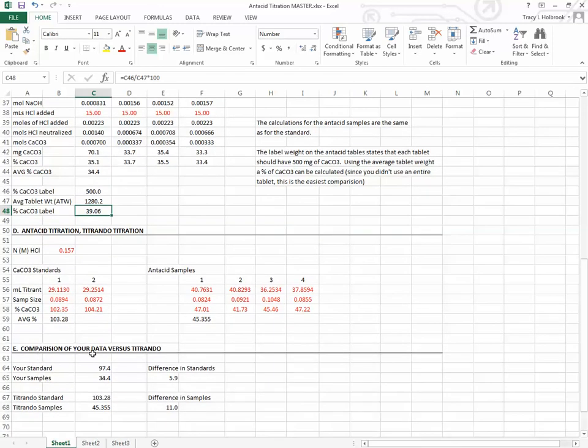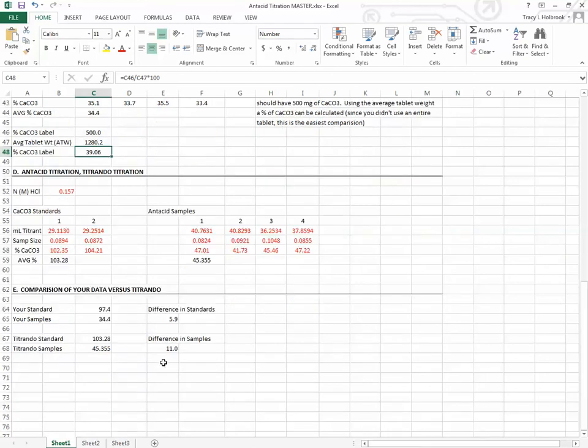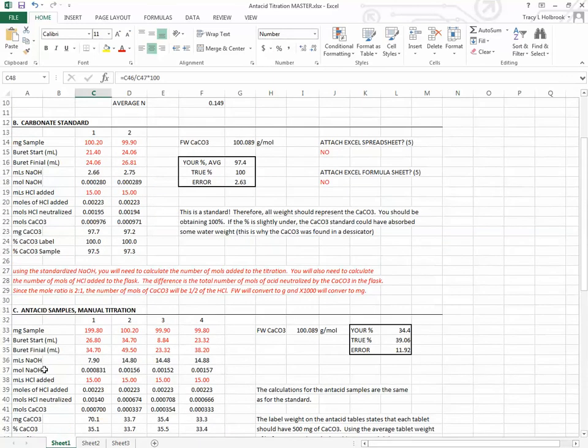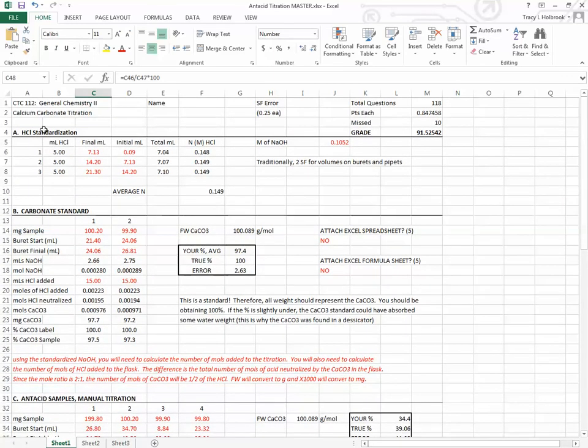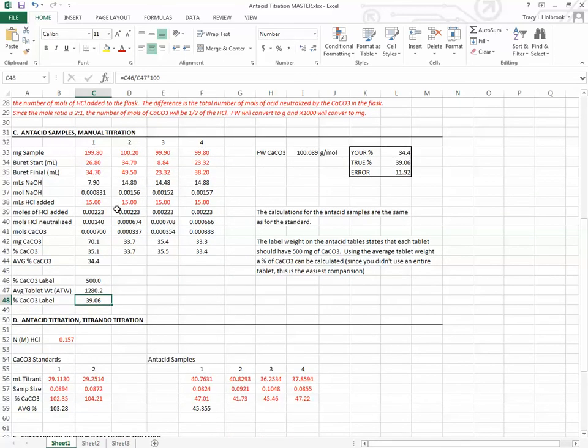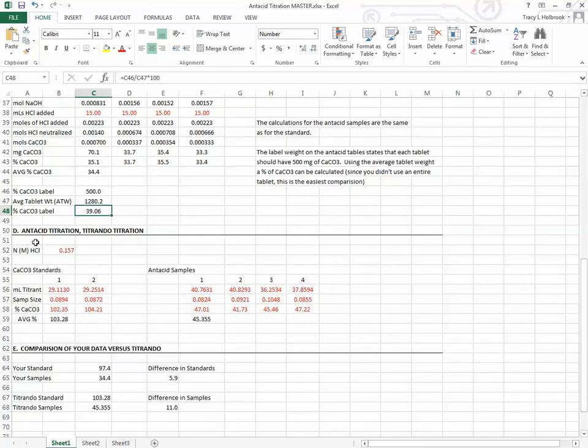Part E, comparison of your data versus the Titrando. This is something that we do on our end. So do not worry about this number. This is just really for us. So I would look at Part A, hydrochloric acid standardization, and then I would look at Part C. This is all of your tablets and titrating your tablets. And then Part D, everything's done for you. You just have to have a place to put in your actual raw data from the instrument. So no calculations really are done down here on this end.